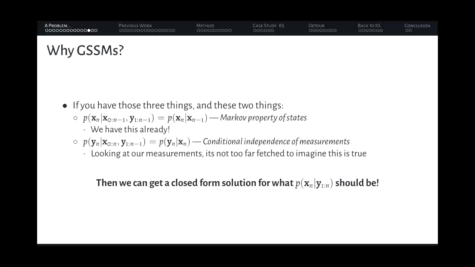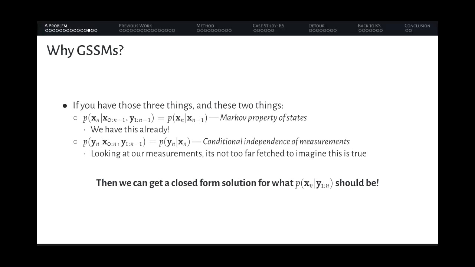The conditional independence of measurements basically says that the observations are not linked via some separate model that's going on behind the scenes. They're tethered to our hidden model that we're working with. And these are kind of loose assumptions. Things can get more complicated if you want to go outside this boundary, but they're pretty easy to make for most models. If you make these two assumptions and you have the three things I said before, you can get a closed form solution for this.